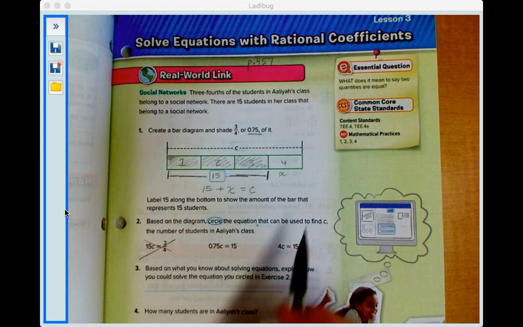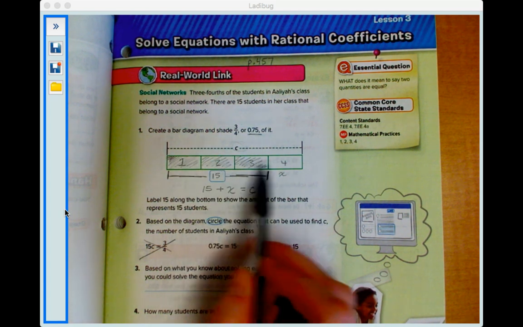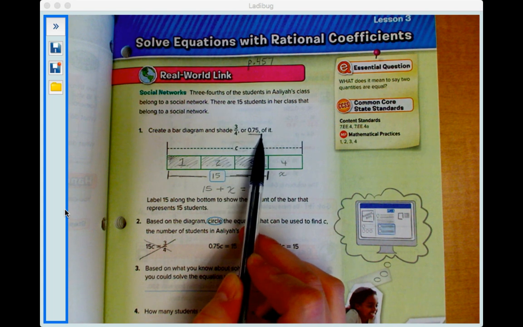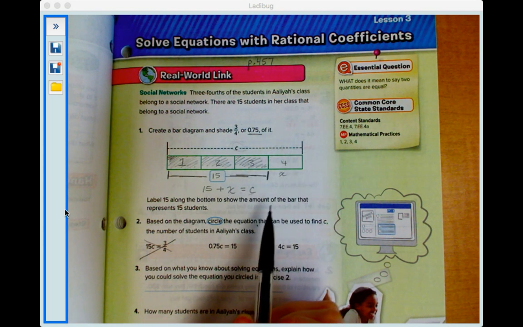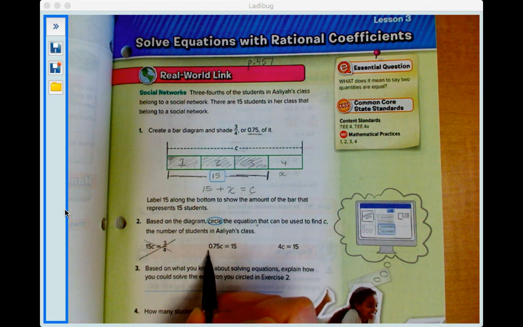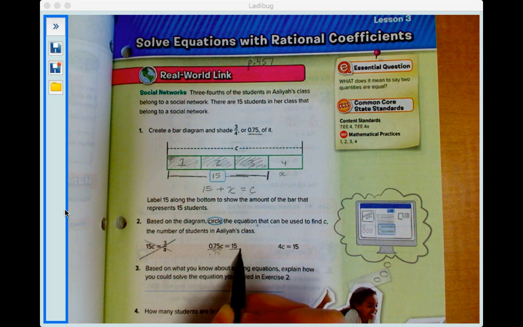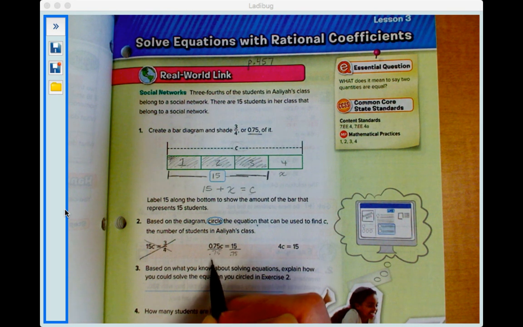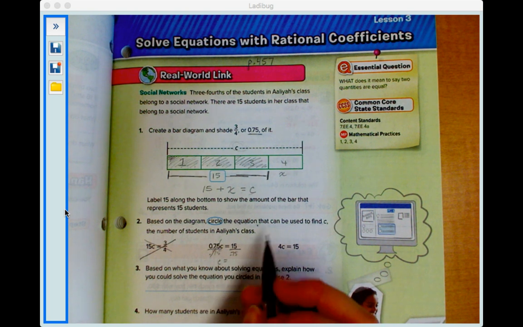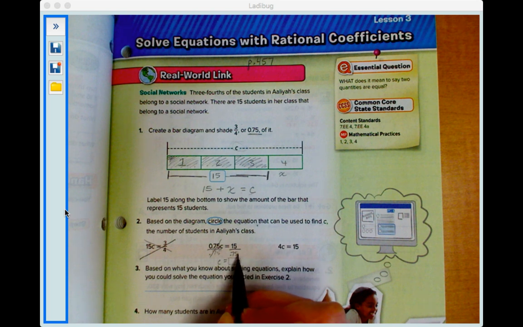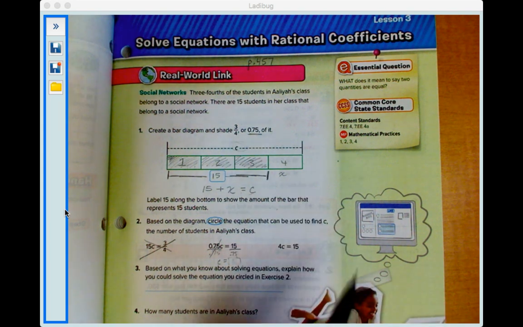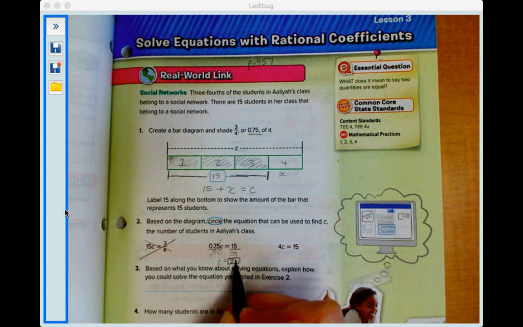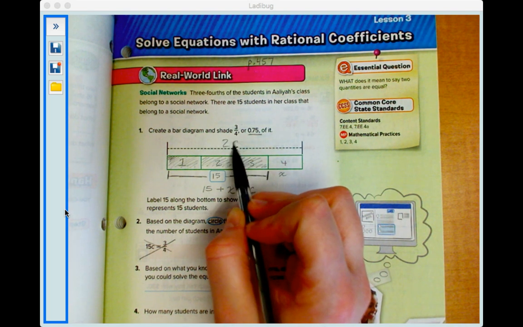0.75c equals 15. If we know that 3/4, 1, 2, 3 out of 4, is equal to 0.75, we know that 15 equals 0.75c. So if we were to divide by 0.75, you would figure out the answer to C, which is that extra 25% right here. We're dividing 15 by 0.75. That would equal 20. So the total up here would be 20.